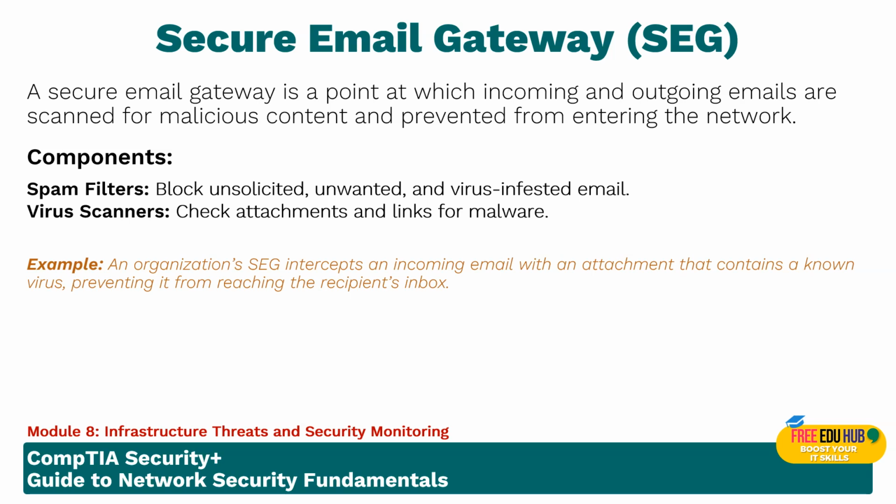These gateways use a variety of threat detection techniques to analyze incoming and outgoing emails for signs of phishing, malware, and other sorts of attacks. They can act as spam filters, blocking unsolicited or unwanted emails, or as virus scanners which check attachments and links for malware. An example could be an organization's secure email gateway appliance intercepting an incoming email with an attachment that contains a known virus, so it can prevent it there and other recipients in your organization will not receive it.